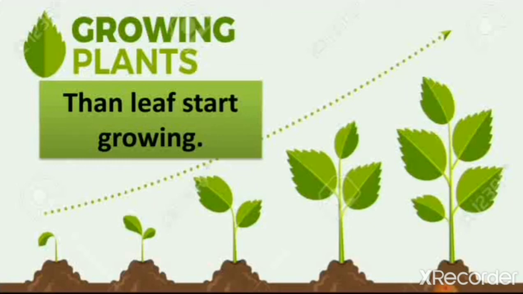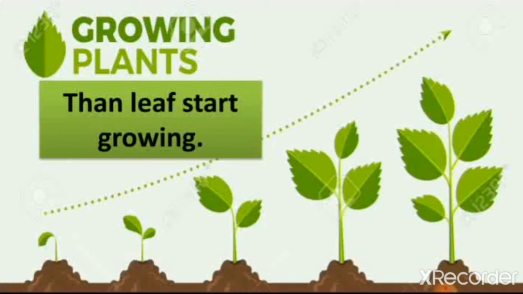So first when you plant a tree, roots grow, and roots help the stem to grow. Then when the stem starts growing, it grows leaves. You can see here one stem and one leaf. So it is the growth of the plant.